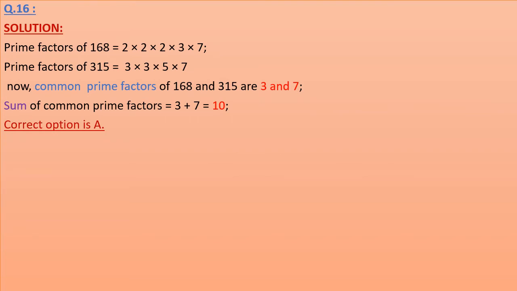So prime factors of 168 are 2, 2, 2, 3 and 7. Prime factors of 315 are 3, 3, 5 and 7. Now common prime factors of 168 and 315 are 3 and 7. Now sum of common prime factors is 3 plus 7, which is 10. So correct option is A.